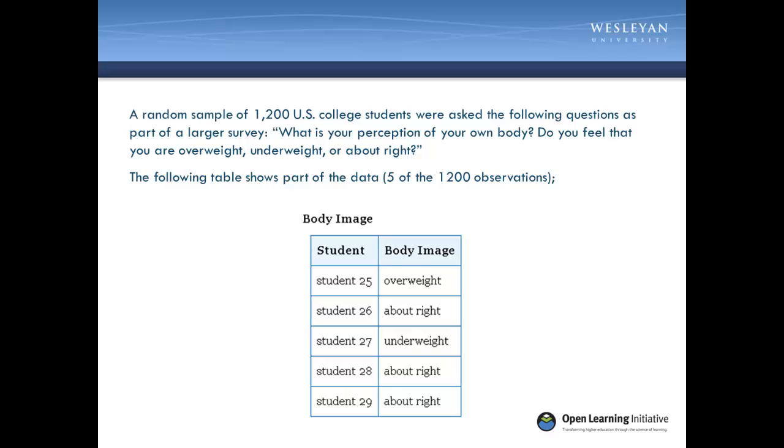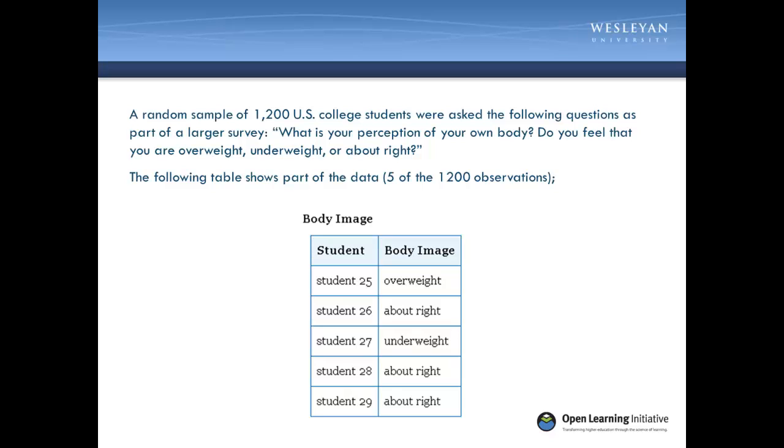For example, a random sample of 1,200 US college students were asked the following questions as part of a larger survey. What is your perception of your own body? Do you feel that you are overweight, underweight, or about right? The following table shows part of the data, 5 of the 1,200 observations. Information that would be interesting to get from these data include what percentage of the sample students fall into each category? How are the students divided across the three body image categories? Are they equally divided? If not, do the percentages follow some kind of pattern?